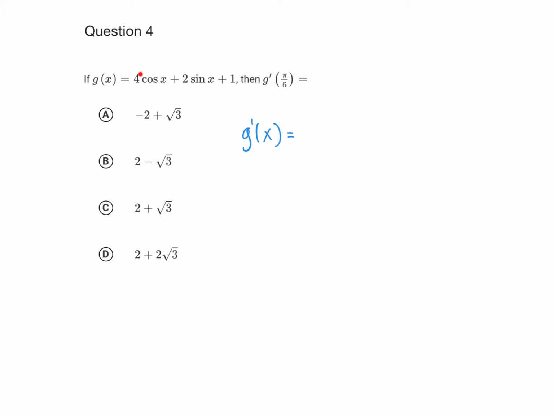Okay, so remember just little things. Anytime you have a trig function that starts with a c, cosine, cosecant, cotangent, those derivatives are always negative. And so the derivative of cosine is negative sine, so that'll be negative 4 sine x. Derivative of sine is cosine, that'll just be plus 2 cosine x. And the derivative of 1, since that's a constant, is 0, so that just goes away. So now, after we found the derivative as a function, now we plug in the value that they say, pi over 6.